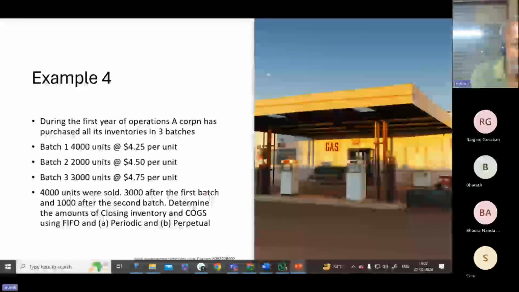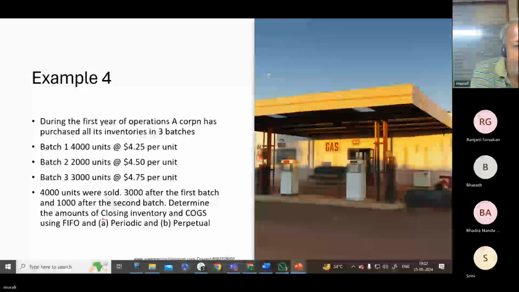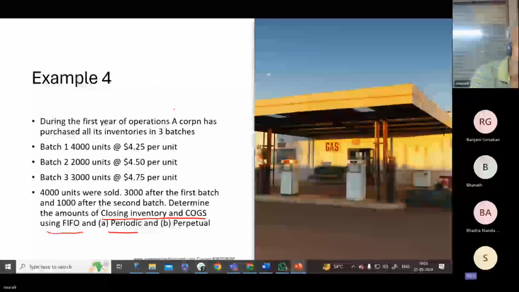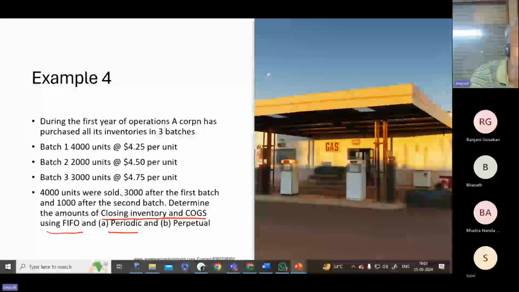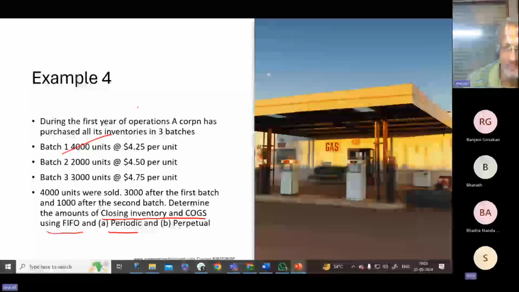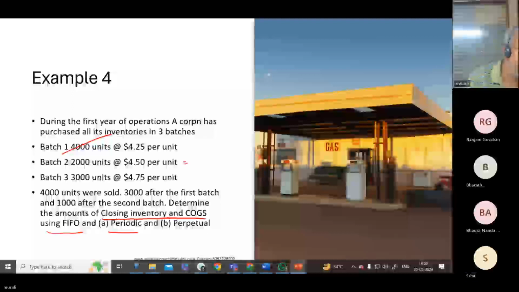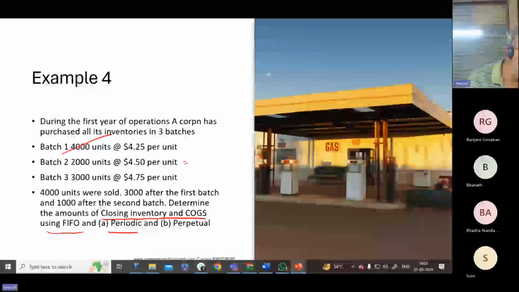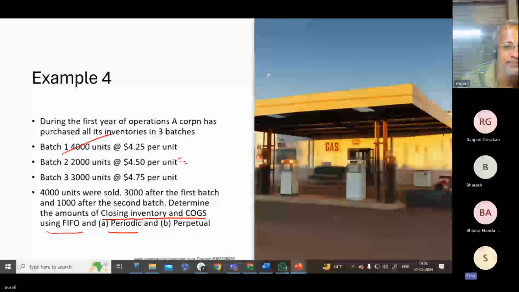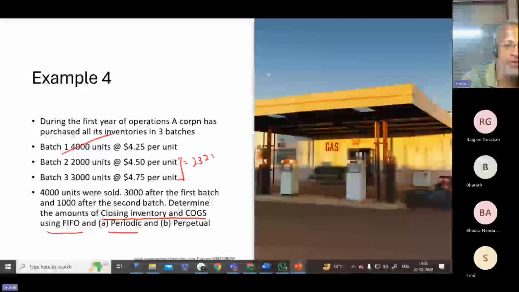See, all of you closely follow. The closing inventory and COGS under FIFO periodic. See, 4,000 units were sold, which would mean these 4,000 would have got issued. Correct. So whatever value that you get. First, closing inventory: 2,000 into 4.5, 3,000 into 4.75. Both put together, it is going to be 23,250. Correct?